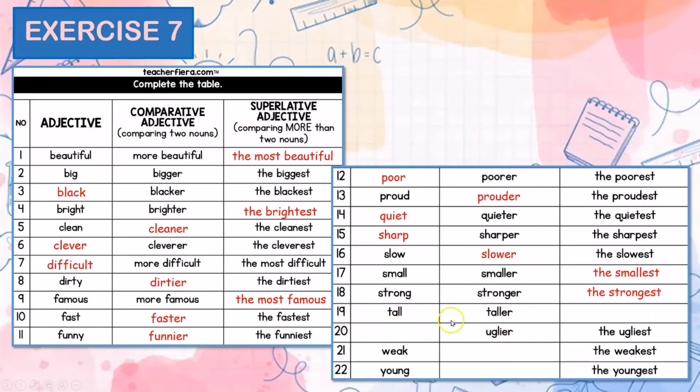19 will be tall, taller, the tallest. Number 20 will be ugly, uglier, and the ugliest. 21 will be weak, weaker, and the weakest. 22 will be young, younger, and the youngest.